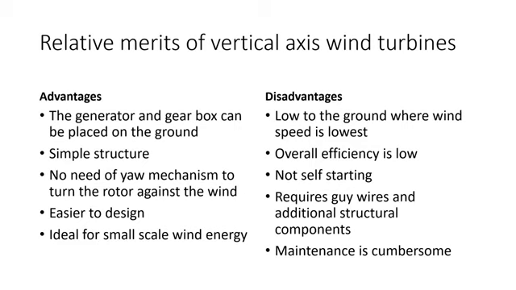The main disadvantages of the vertical axis wind turbines are that they are low to the ground where wind speed is lowest. Overall efficiency is low. These are not self-starting machines. These require guy wires and additional structural components to support the system, and sometimes the maintenance is cumbersome.